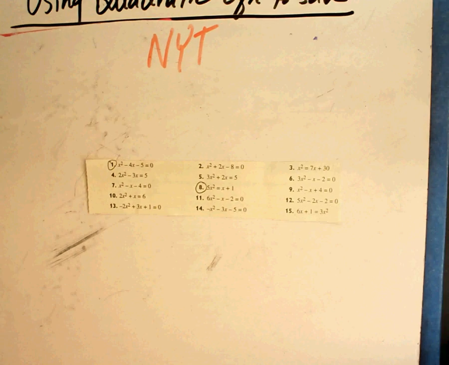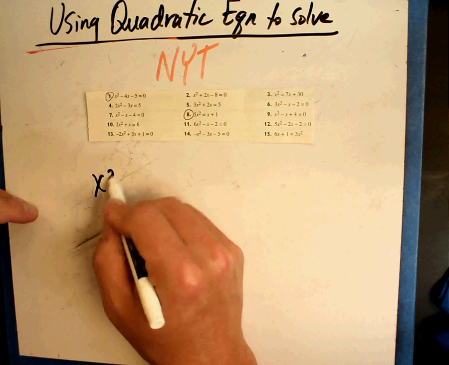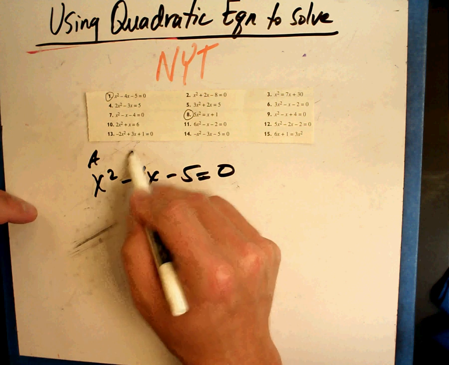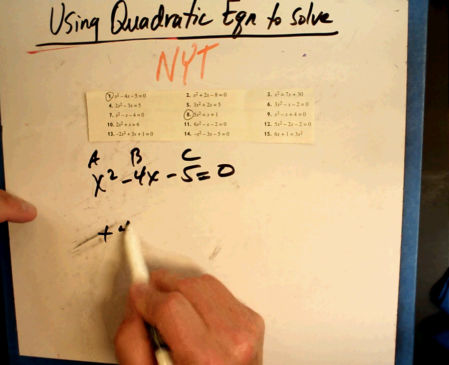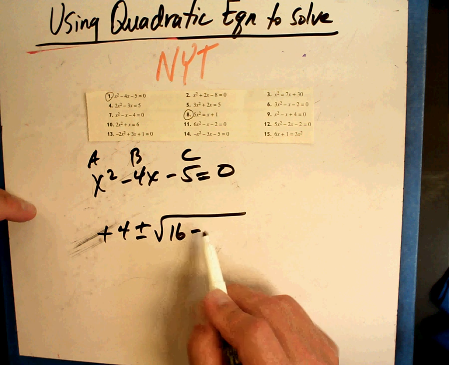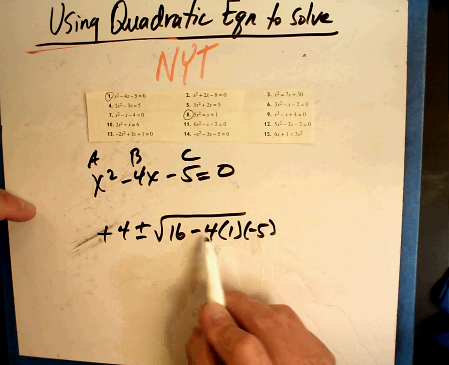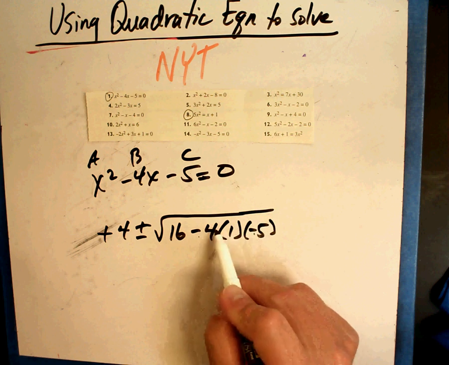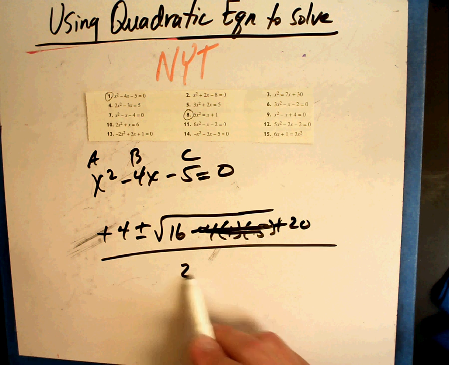All right, let's see how we did. Number 1, x squared minus 4x minus 5 equals 0. So this is my A, my B, my C, so it's minus B. So that's minus a minus 4, so that's a 4, plus or minus the square root of B squared, which is 16, minus 4 times A, which is 1, times C is minus 5. Minus 4 times minus 5 is 20, so that's a positive 20. Make my life a little easier, over 2 times 1.